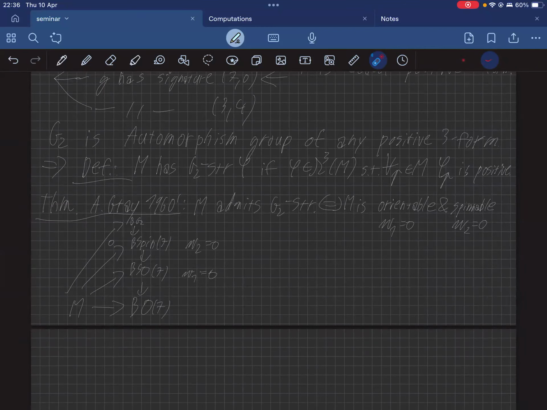Okay, so those are manifolds with a G2 structure. Are there any questions to that?